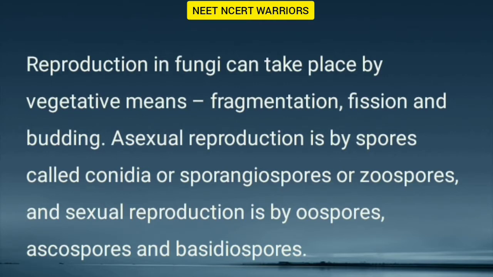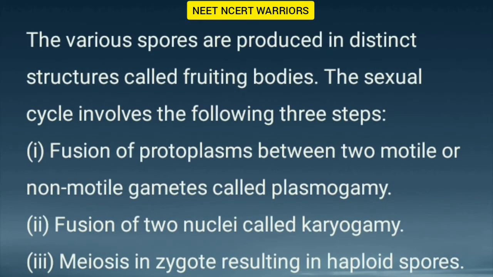Reproduction in fungi can take place by vegetative means, that is fragmentation, fission, and budding. Asexual reproduction is by spores called conidia, sporangiospores, or zoospores, and sexual reproduction is by oospores, ascospores, and basidiospores. The various spores are produced in distinct structures called fruiting bodies.